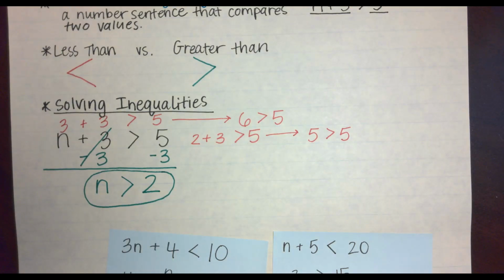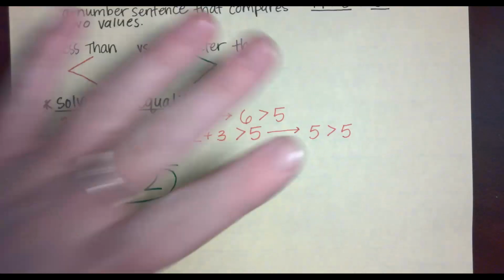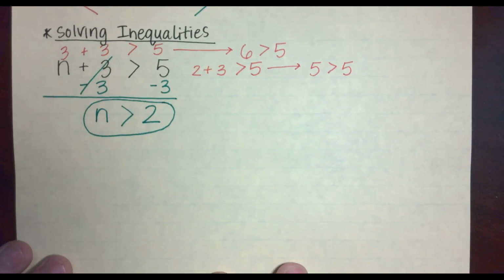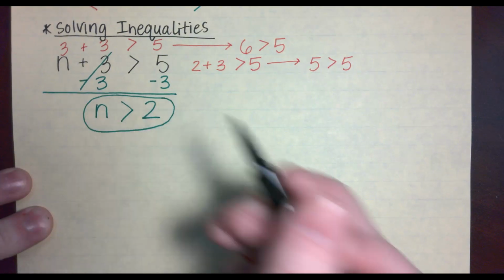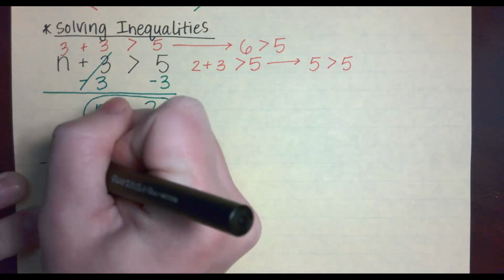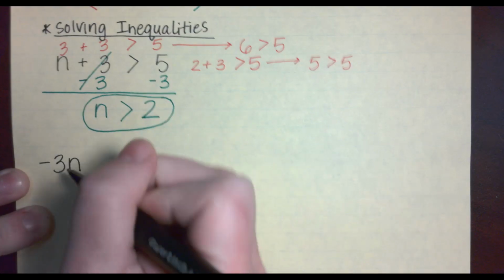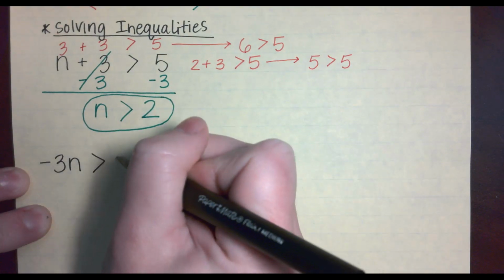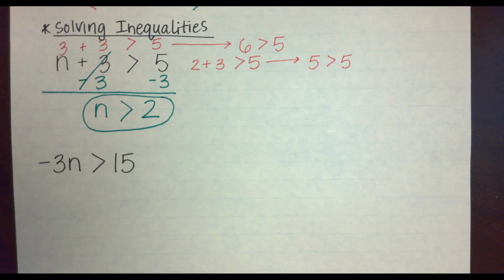Okay, let's try another example. How about if I give you negative 3 times n is greater than 15. So remember, when we're solving an inequality, it's just like solving an equation. We're doing the inverse operation.